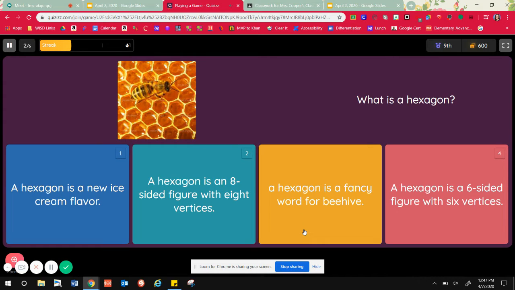A hexagon is a fancy word for beehive. Another bozo trying to trick you because of that picture they used. Hexagon is not a word for beehive, but a beehive does have the shape of a hexagon in it. Finally, a hexagon is a 6-sided figure with 6 vertices. Yep, that looks like it could be it. 6 sides, 6 vertices, that is a hexagon.